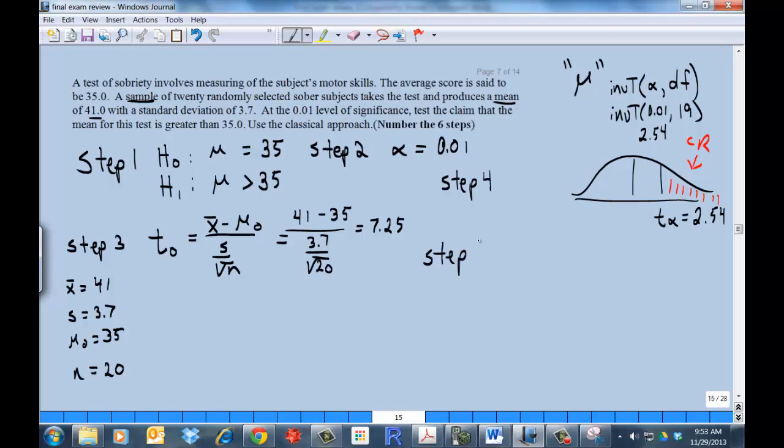Step 5 is to compare the test statistic with the critical value. We say something like this: if t0 is greater than positive t alpha, reject H0. And so we can see clearly that 7.25 is definitely greater than 2.54, and so therefore we reject the null hypothesis. Step 6, reject H0. So if we reject H0, then we're saying that the results are statistically significant and there is sufficient evidence to support the researcher's hypothesis.